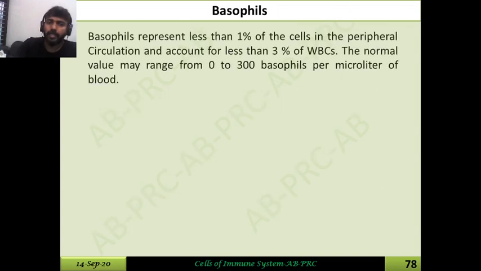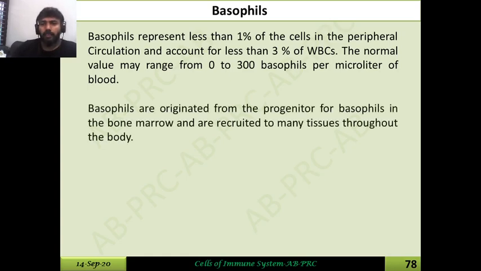Then basophils, the third category, they also represent very little, a total of 1% of the blood cells in the peripheral blood and 3% of WBC. Then the normal value is from 0 to 300 basophils per microliter. That means these are very small quantities, and if the number of basophils increases in the peripheral blood, that indicates an allergic condition of the host body, right? They originate from the corresponding progenitor for basophils in the bone marrow and are recruited to the tissues of various locations in the body.